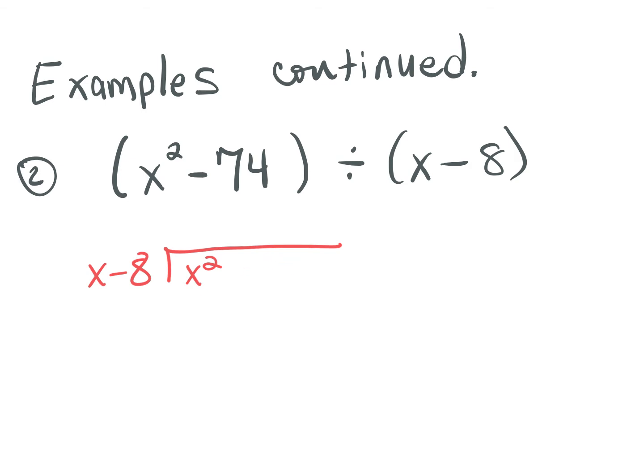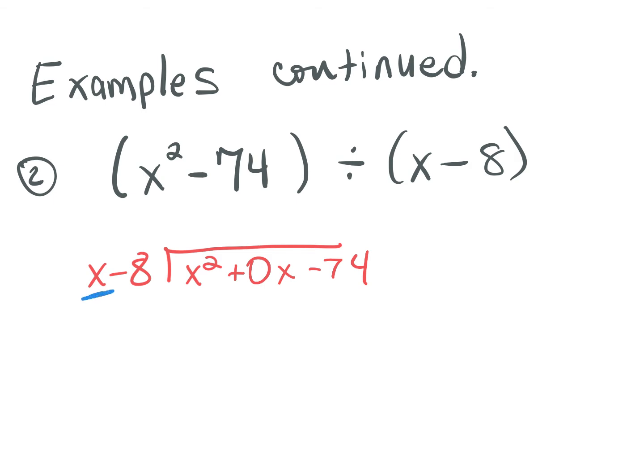None. So I have to have a placeholder. You can put plus or minus, it doesn't matter, but plus 0x minus 74. You absolutely have to have that placeholder or else your answer will be incorrect. You have to have every exponent represented from the highest exponent. And if there is not one, you put a 0. A 0x squared, whatever's missing. So now let's do our long division.